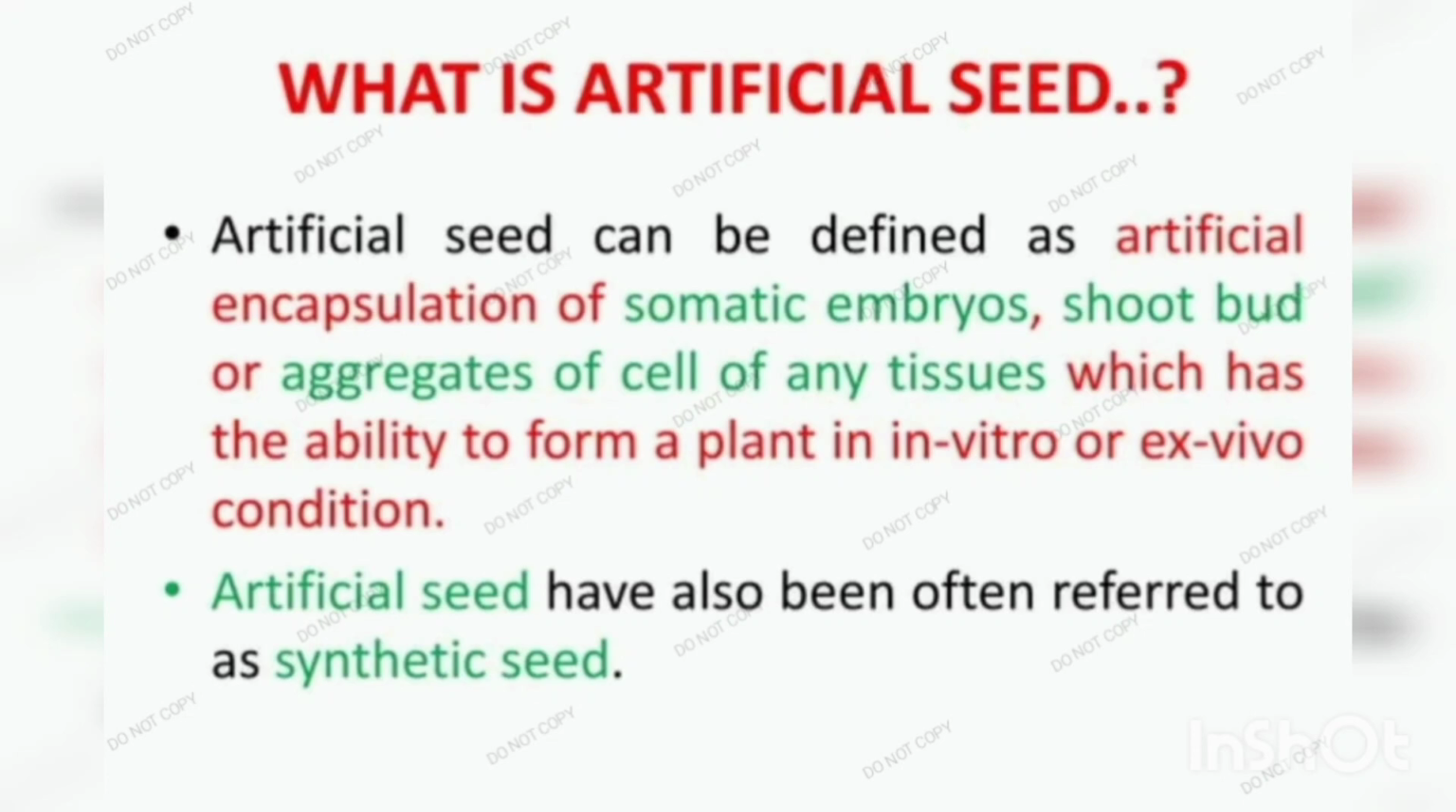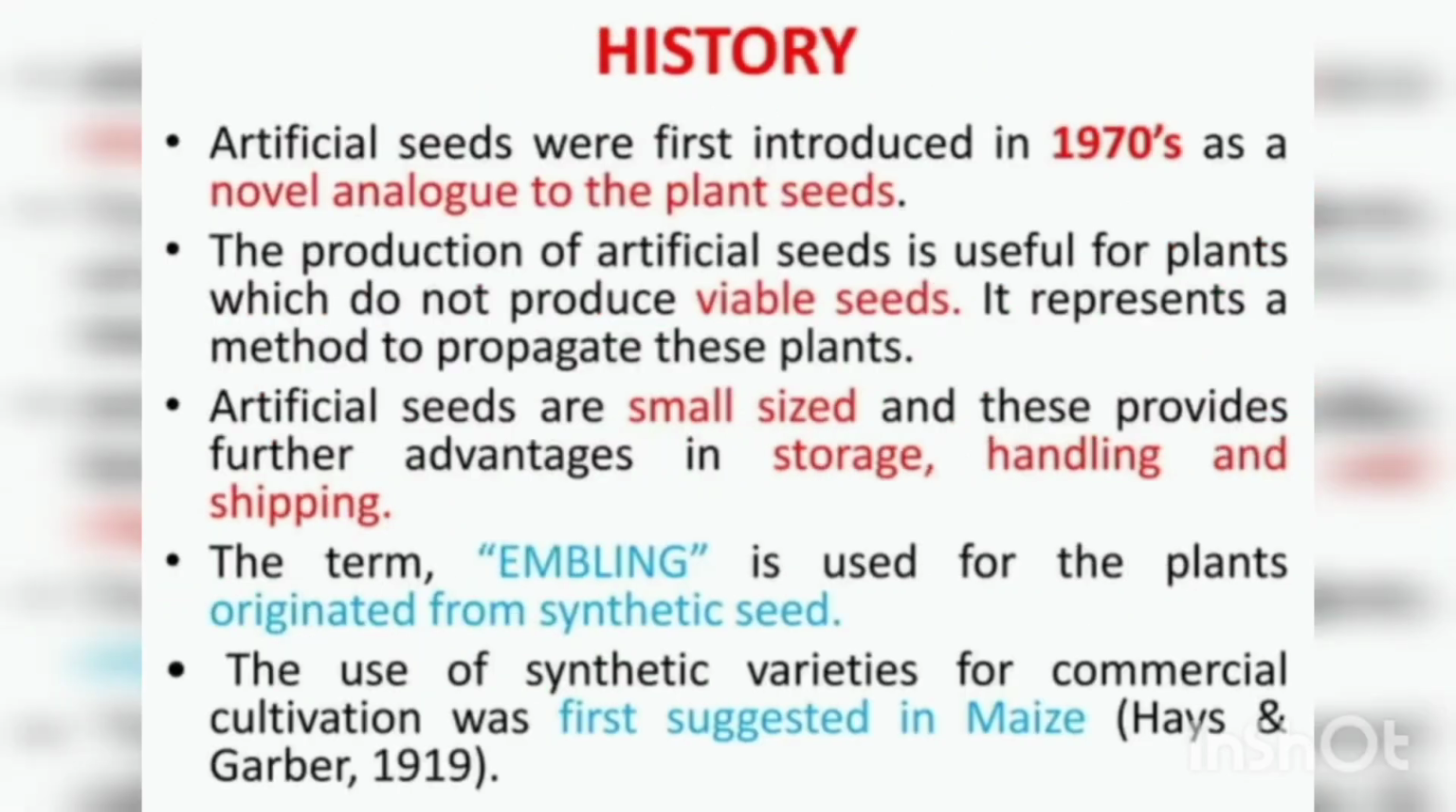Yesterday we discussed somatic embryos. These somatic embryos can be encapsulated. Artificial seeds are also called synthetic seeds. So we are going to produce a man-made artificial seed from the somatic embryos that we have prepared. Let us see how it is done.